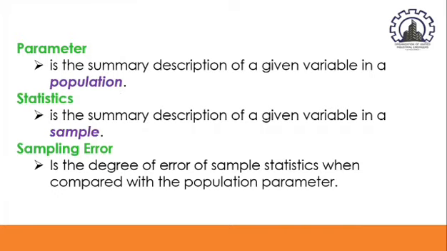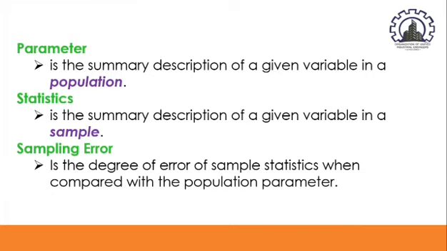And another, we have parameter. If we say parameter, it is the summary description of a given variable in a population, meaning the mean income of all the families of a city is an example of a parameter. And the mean age of all the people in a city is also an example of a parameter. So the age distribution of all people is a parameter.